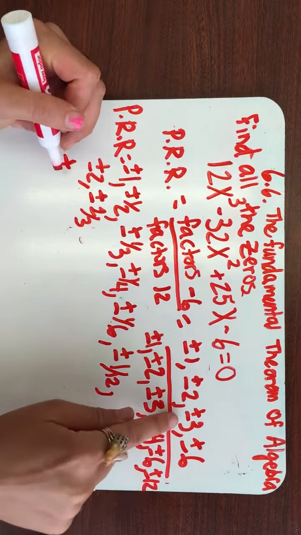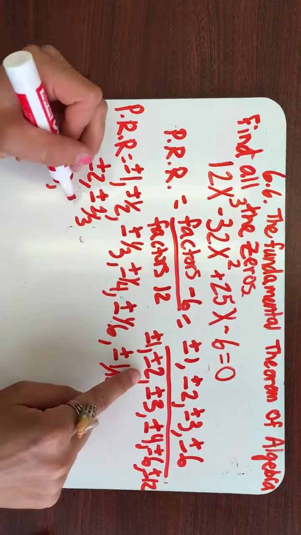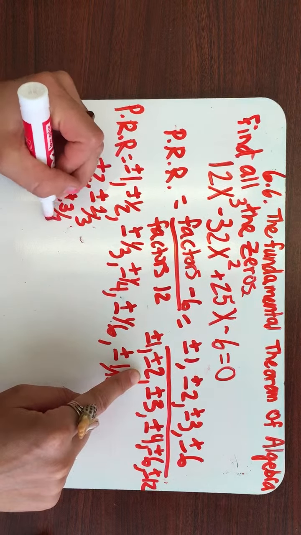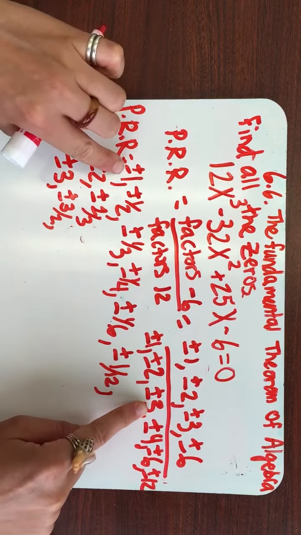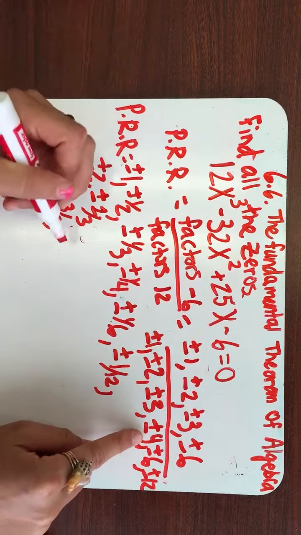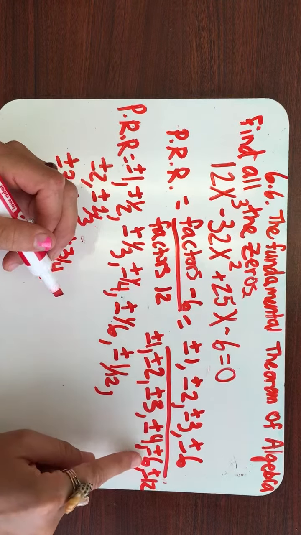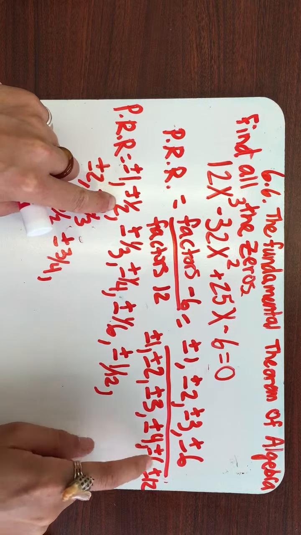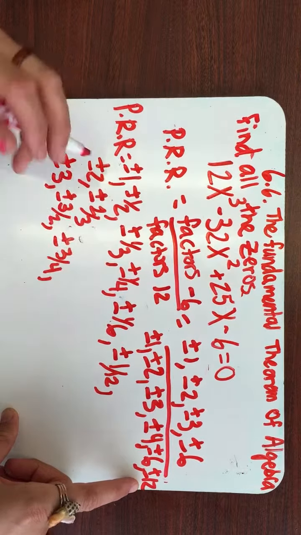to the 3. 3 divided by 1 is 3. 3 divided by 2, 3 over 2, or 1.5. 3 divided by 3 is a 1, we have. 3 divided by 4. 3 divided by 6 is a half, we have. 3 divided by 12 is 1/4, we have.